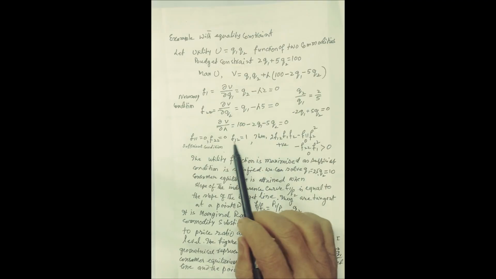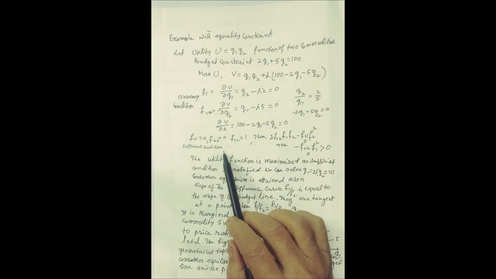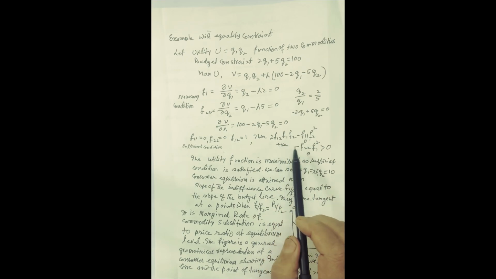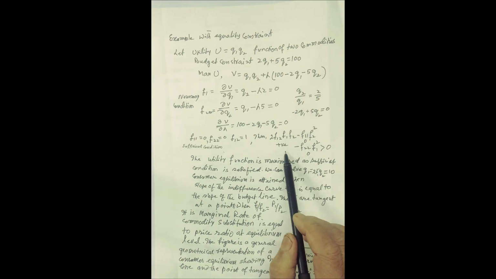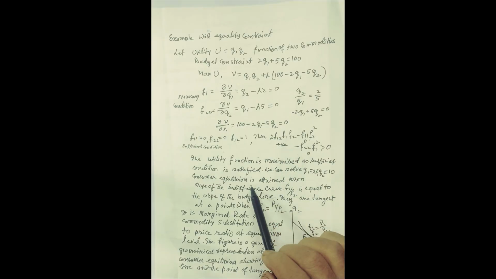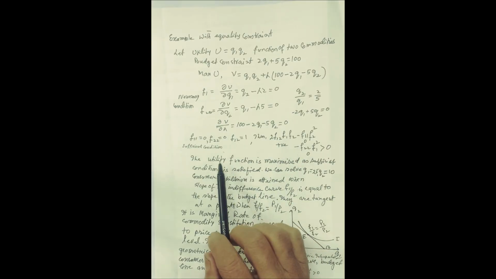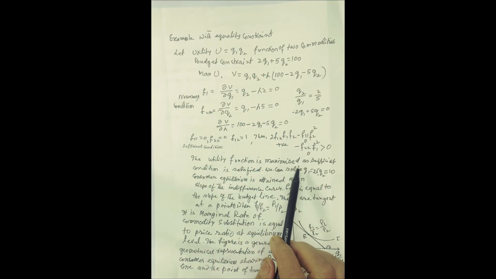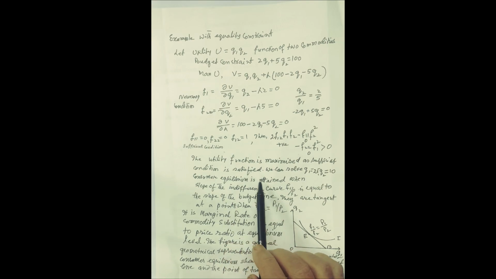Then the second order condition or sufficient condition states that 2F12 F1 F2 minus F11 F2 square minus F22 F1 square should be positive. Now we have seen that F11 is 0, so this term is 0, F22 is 0, so this term is 0, only this term is positive. So the sufficient condition is satisfied. That means the utility function is maximized.